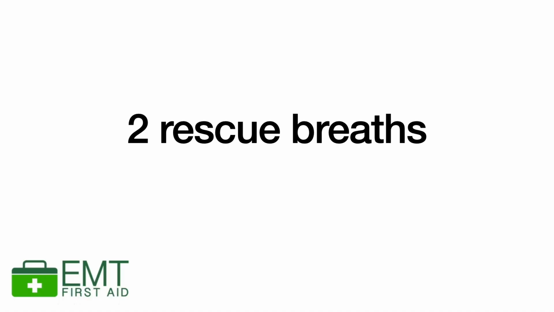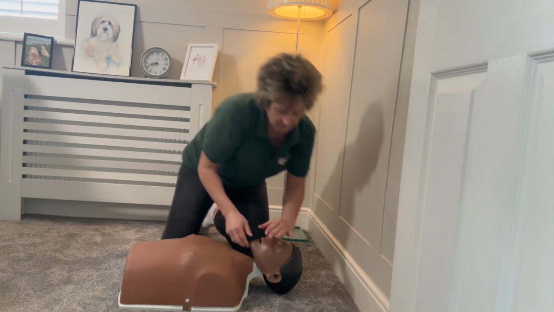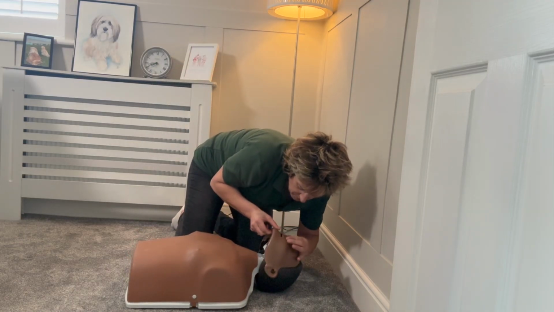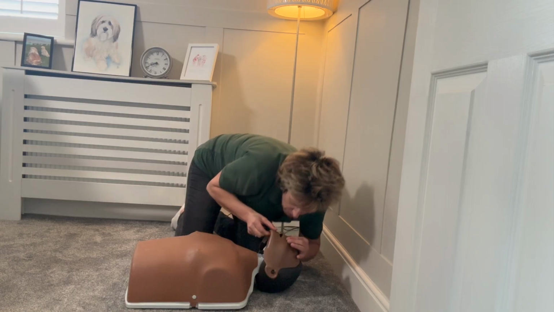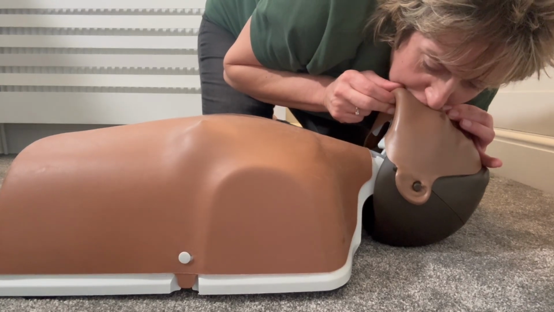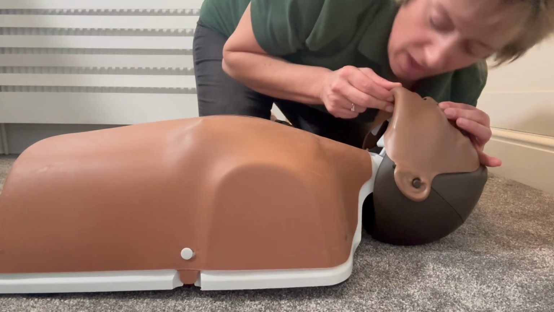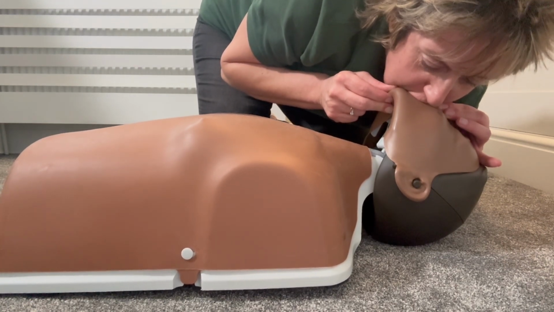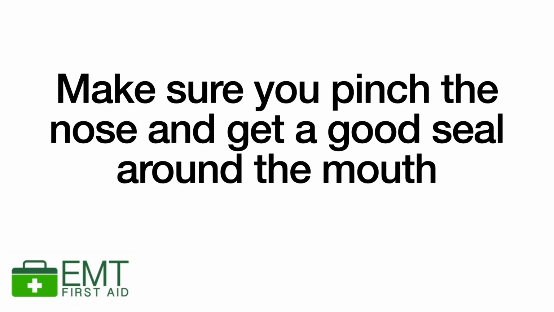We're then going to give 2 rescue breaths. Now we do a head tilt and chin lift, same way as before, but this time we're going to use a hand on the forehead to pinch the nose, and then we're going to place our mouth over their mouth to get a good seal, and we're going to inflate their lungs to see a gentle rise and fall of the chest. We'll do 2 breaths.